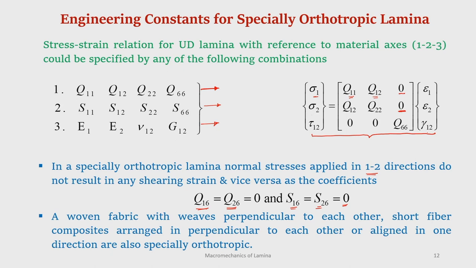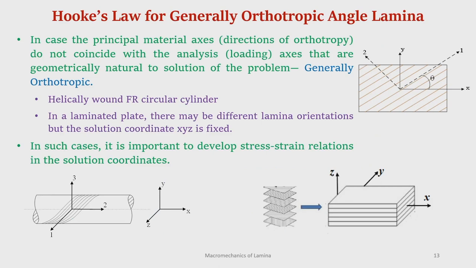Even though we have done this for a unidirectional, continuous fiber lamina, even short fiber composites arranged perpendicular to each other or aligned in one direction are also specially orthotropic. If they are perfectly aligned, then they also show orthotropic properties. Now we have developed the relationship for a lamina with reference to its direction of orthotropy, with reference to 1, 2.